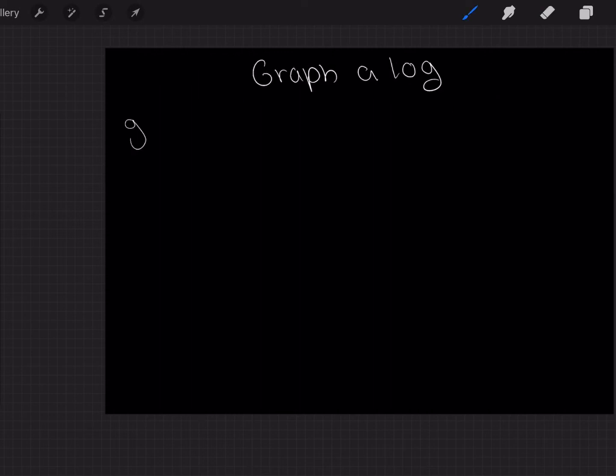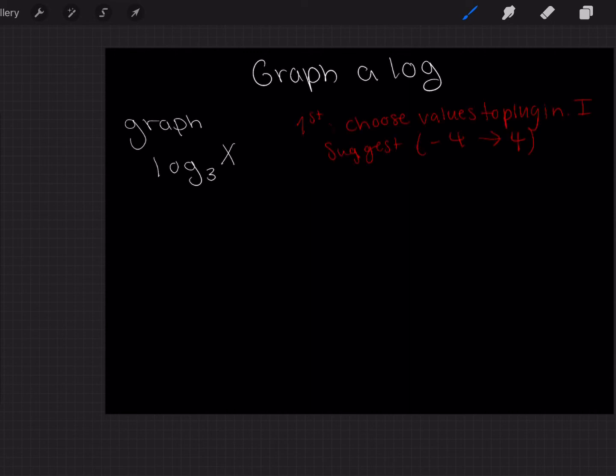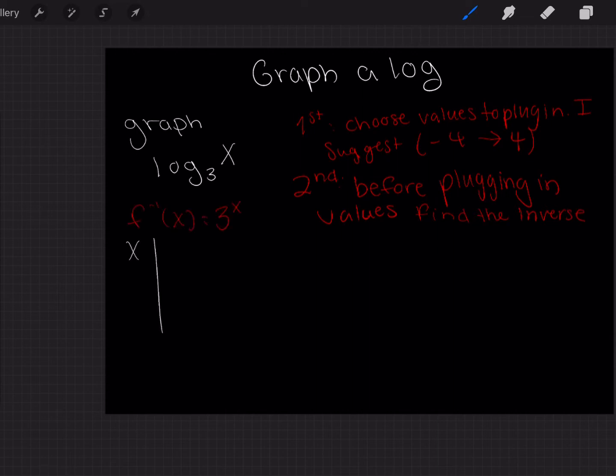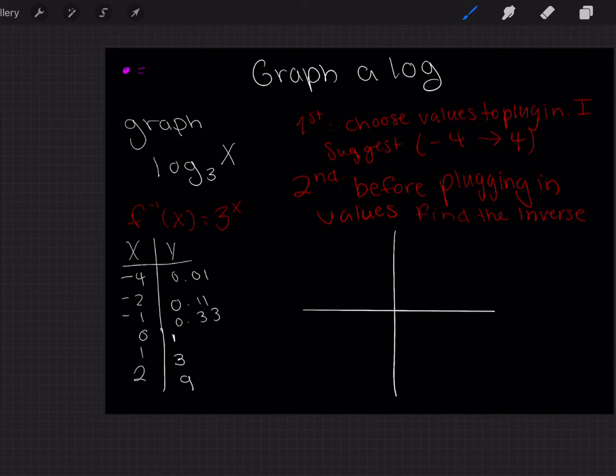Now moving on to how to graph a log. So let's say we were asked to graph log base 3 of x. First, you're going to choose values to plug in. Once again, I suggest -4 to +4. Second, before plugging in these values, you have to find the inverse. So the inverse of log base 3 of x is going to equal 3 to the power of x. Now you're going to create your table and plug in your values.